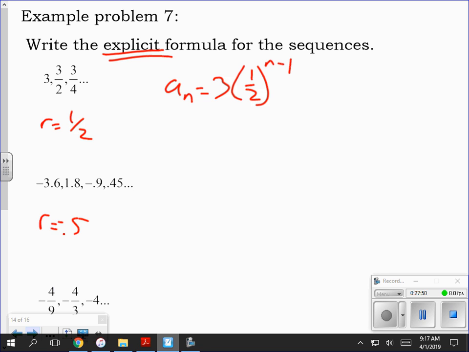Second one, same thing. A sub n is equal to my first term, negative 3.6, times R, negative 0.5, to the n minus 1 power. Ta-da! Easy peasy.